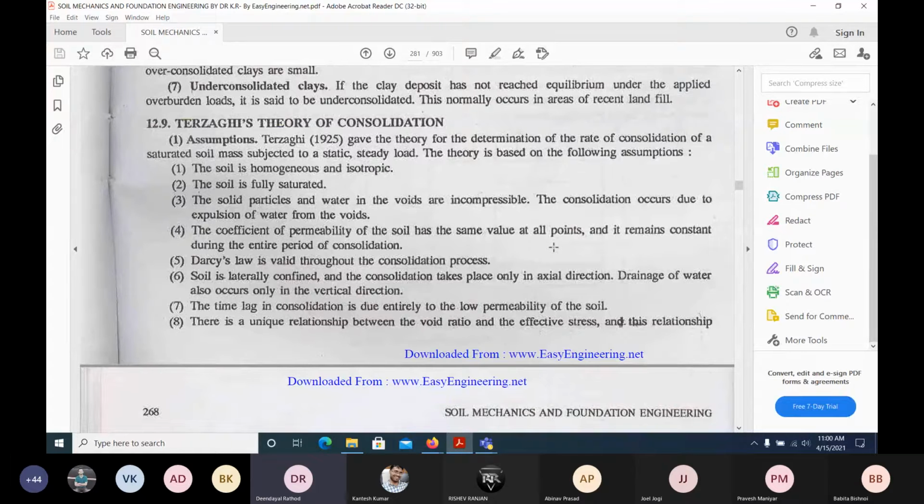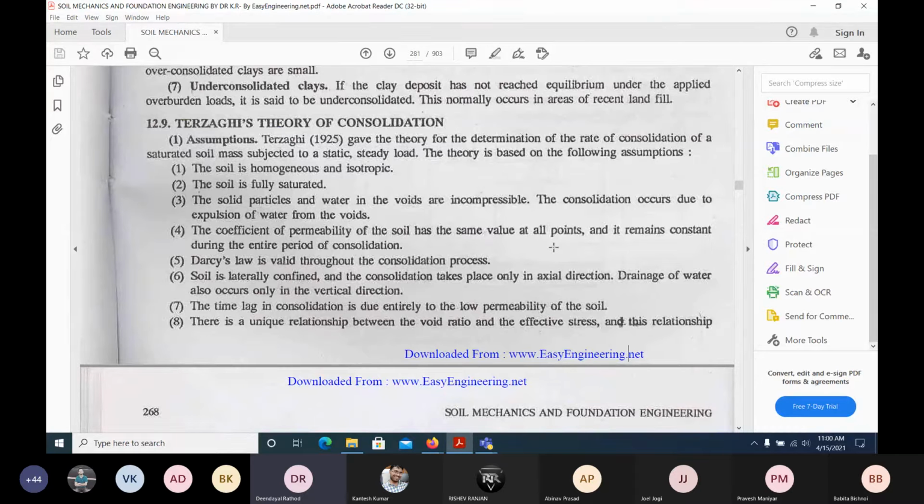So there are some assumptions given here. The theory is based on the following assumptions. First assumption is the soil is homogeneous and isotropic. Anyway, soil generally won't be homogeneous and it won't be isotropic, but we assume it. The soil is fully saturated. This is also one more assumption. It's not partially saturated in consolidation. We assume that soil is fully saturated. Degree of saturation is 1 in consolidation.